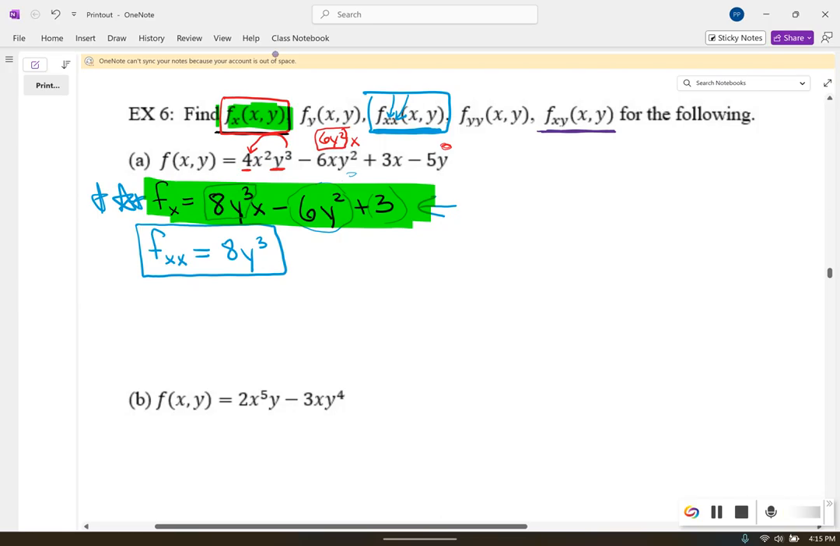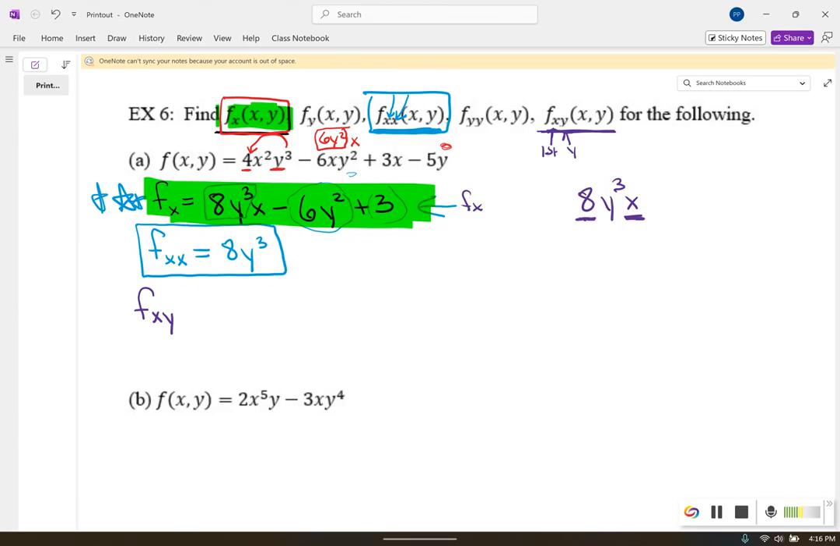The partial derivative with respect to x first, and then with respect to y. So with respect to x first, we just found that right here. That's in green. So now I'm going to take the partial derivative of that, but this time with respect to y. And so looking at the stuff in green, if I'm taking the partial derivative with respect to y, that means x is just a constant. So for this first term right here, 8y cubed x, I'm going to write it over here. x is a constant, 8 is a constant.